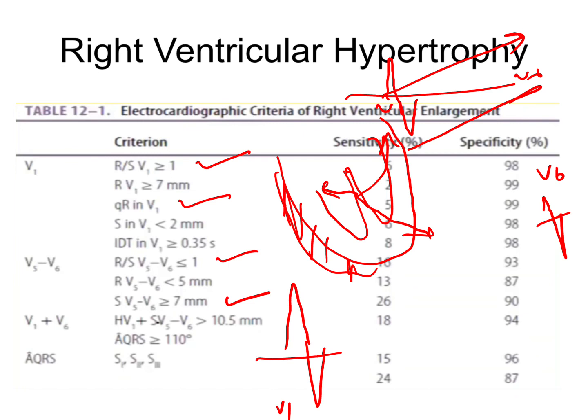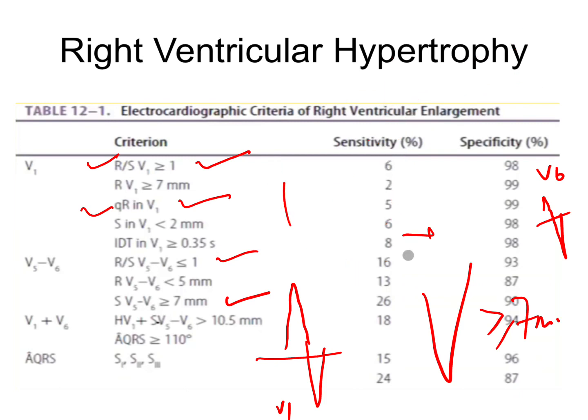So remember these criteria: the ratio of R wave to S wave in V1 more than or equal to 1, or we can say a QR pattern in V1, and third, the R/S ratio in V5, V6 less than 1, or we can say a deep S wave in V5, V6 more than 7 mm. It is suggestive of right ventricular hypertrophy.